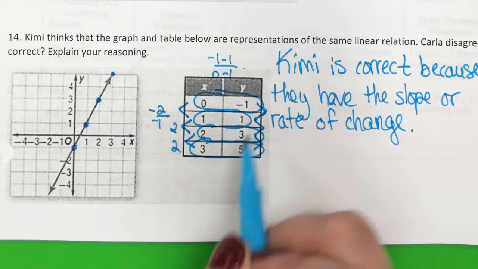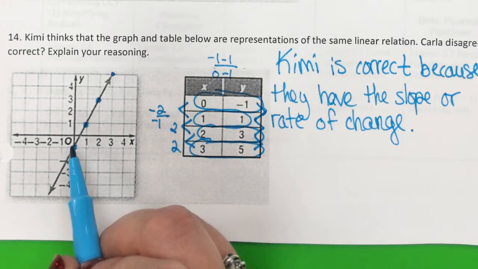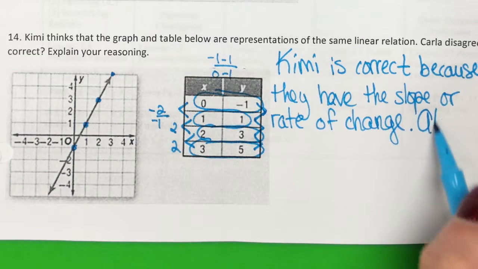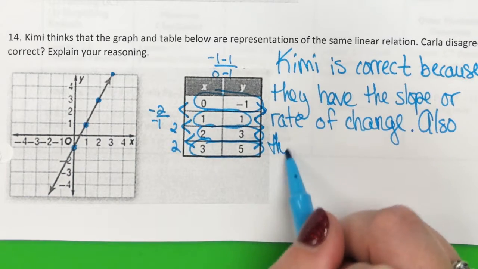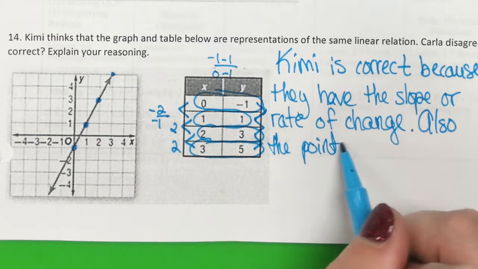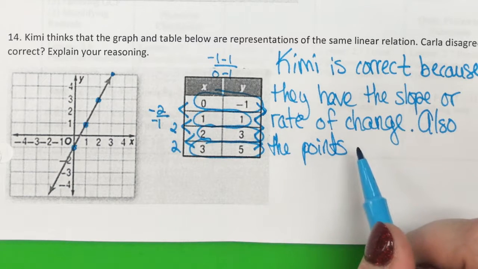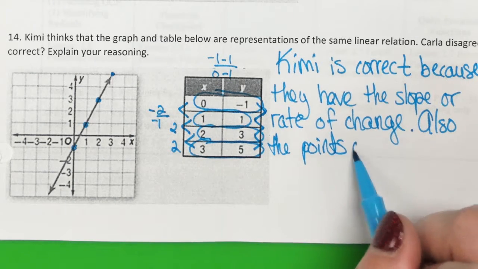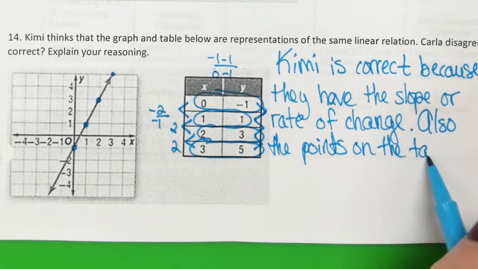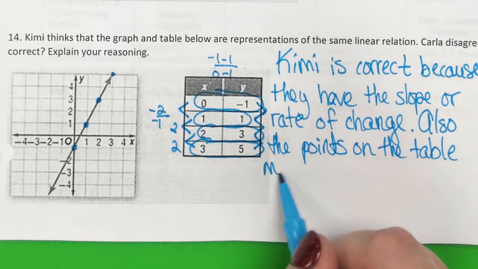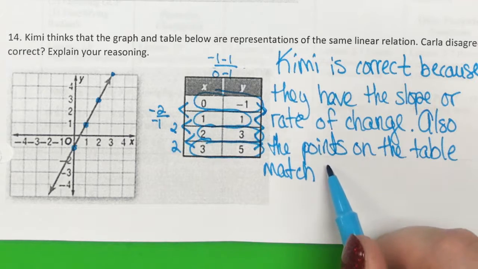What did we do with those points? We graphed them, right? And so we could say, also, the points, right, Braden, on the paper? You getting it? The points on the table match with points on the graph.